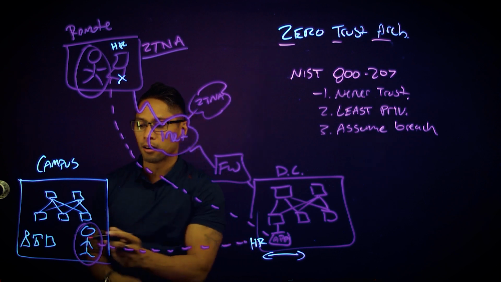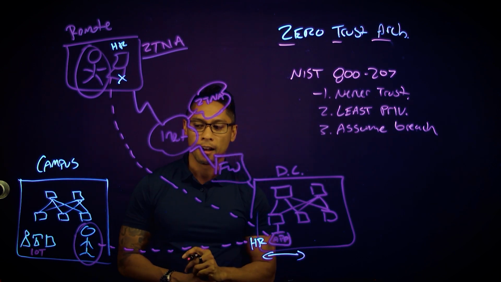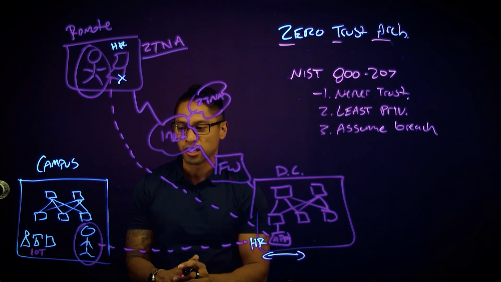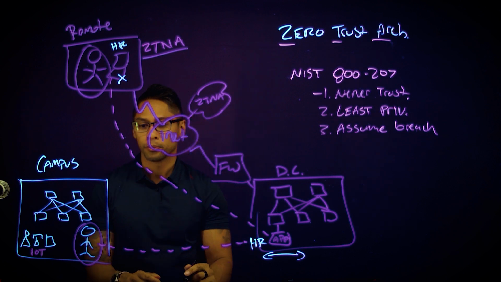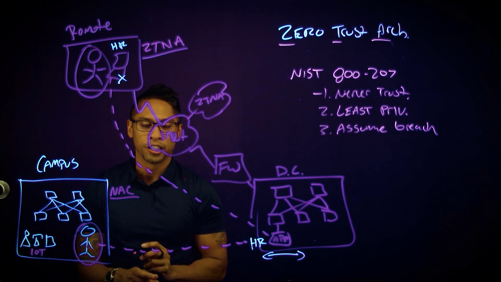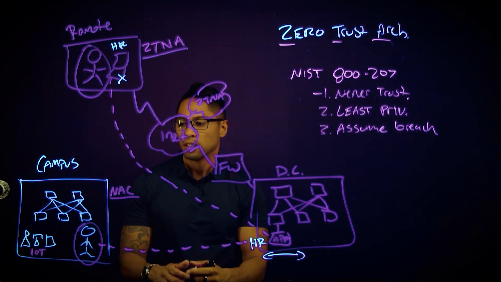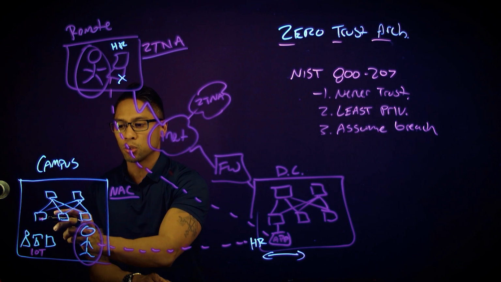Now, this model works great for users because we can install an agent on their devices. But what about IoT, right? You can't put an agent on an IoT device. You can't put an agent on a camera or a badge reader or a phone. So what do we do for those? Well, we go back to a traditional NAC solution.